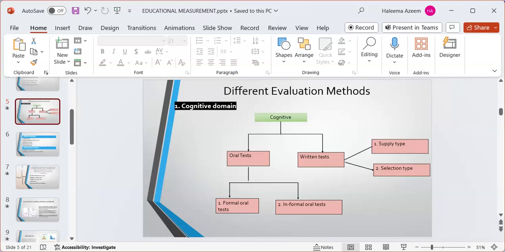There are 2 types of supply type, short answer variety and extended answer variety. And there are 3 types of selection type. They are matching variety, 2 alternatives variety, and MCQ variety. Next slide, please.